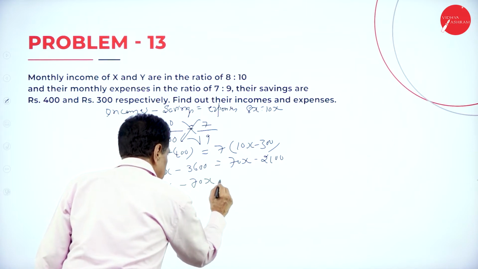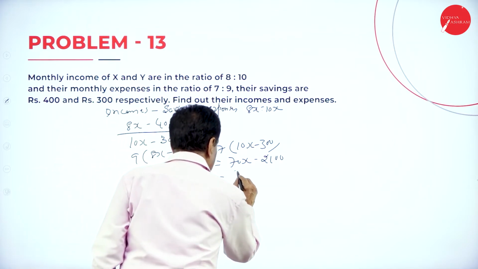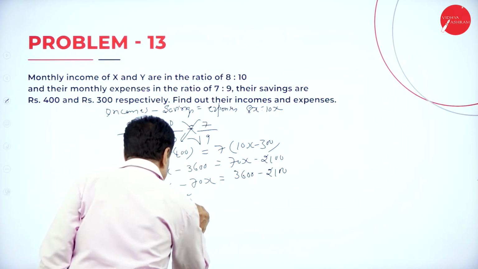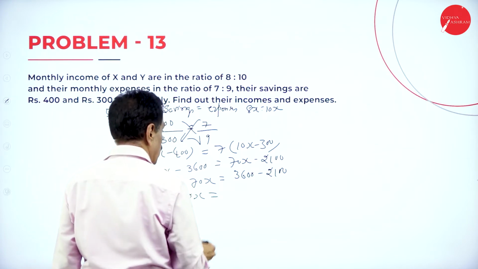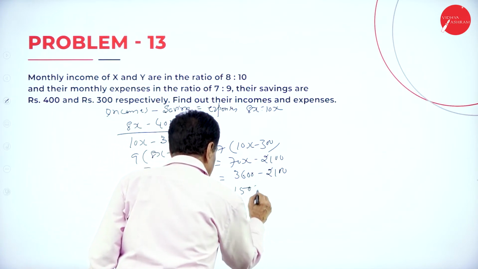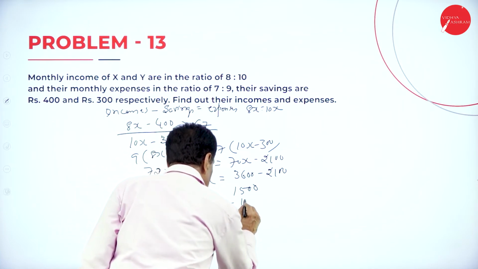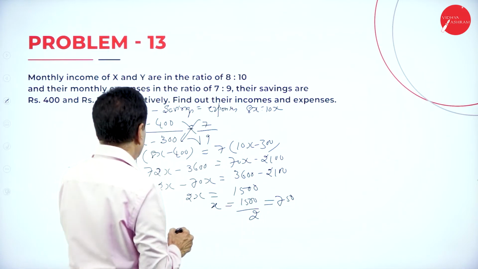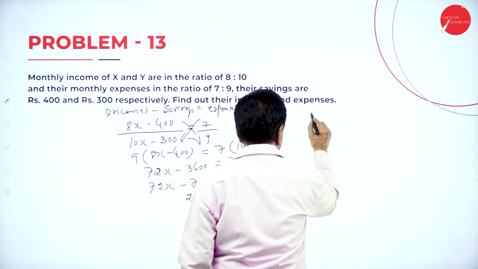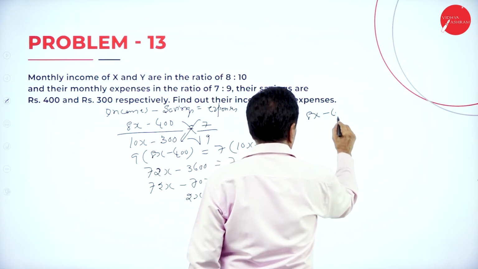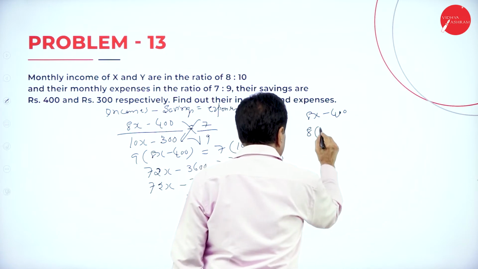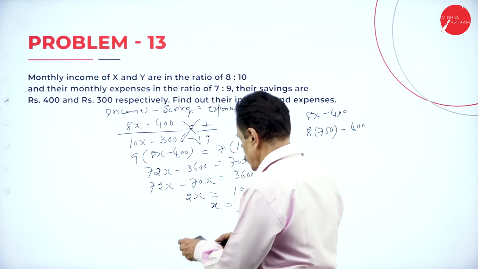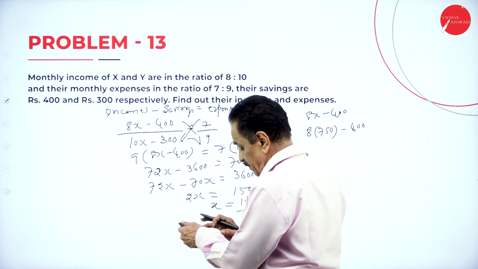You take 72x minus 70x this side, and 3,600 minus 2,100 that side. This is 2x is equal to 1,500. X is equal to 1,500 divided by 2. This is 750. Here, what is the first one? 8x minus 400. 8 into 750 minus 400.